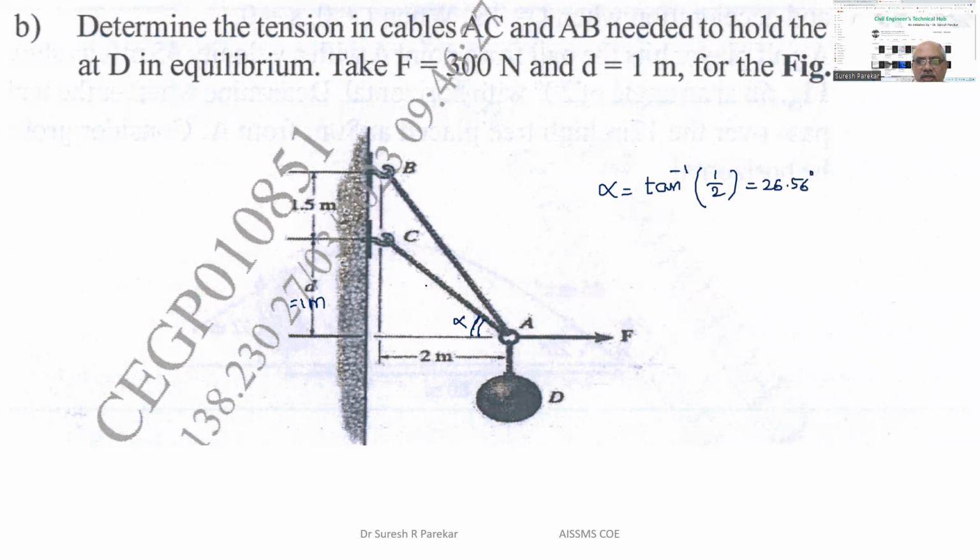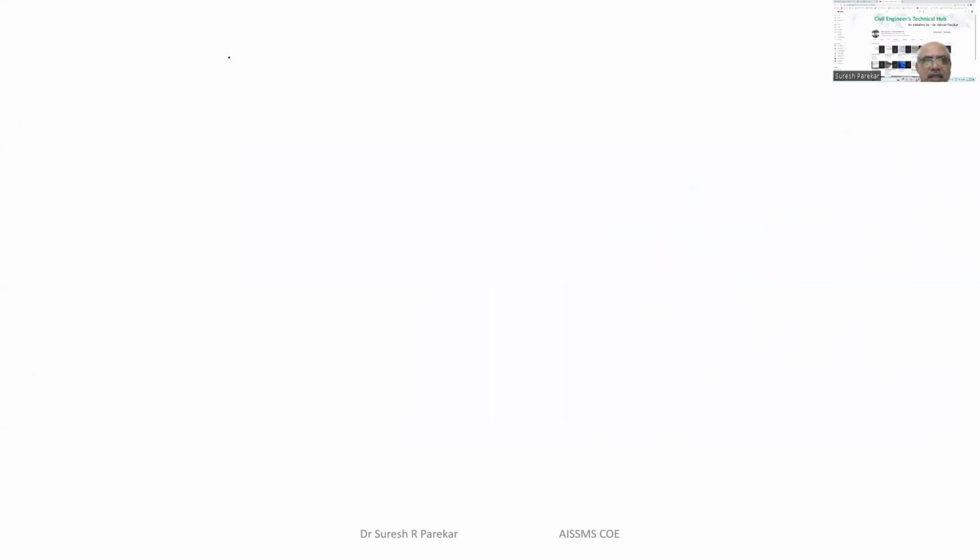Then we have this total angle, I will say beta. And we have beta equal to tan inverse, so we have to consider total this distance, which is 3.5 divided by 2. And then we have value of beta 51.34 degrees. Now we have to consider joint A, which is in equilibrium. So we will consider joint A. We will plot in next slide.